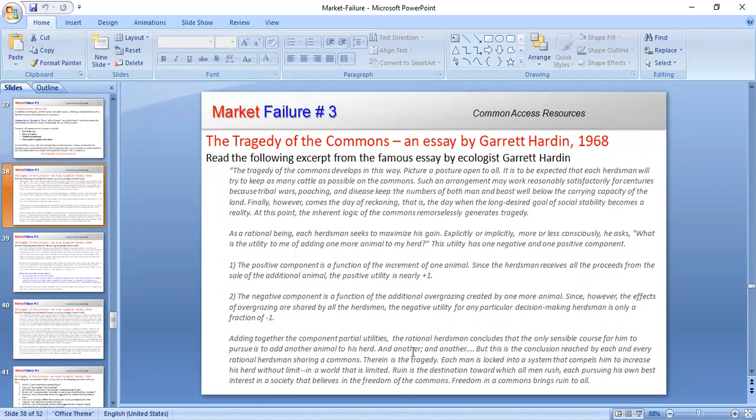However, he said that because there was no private ownership of these common access resources like the common pasture land, it will lead to overcrowding, overgrazing, and rivalry among these pastoralists and the animals that were on this pasture land. So at the end of the day, the ruin that would be brought as a result of using these common access resources like the common pasture land is what he called the tragedy of the commons.